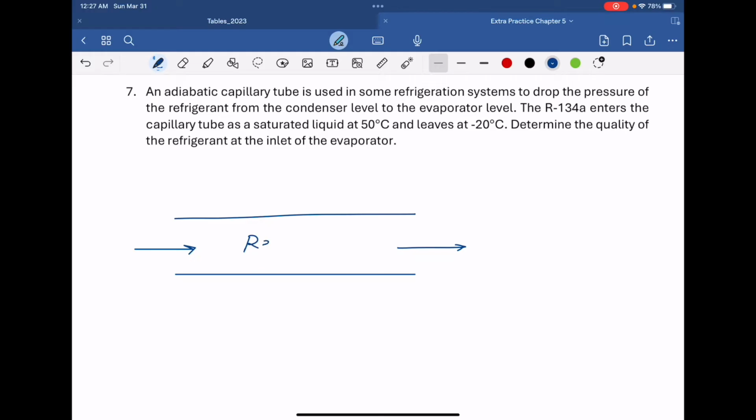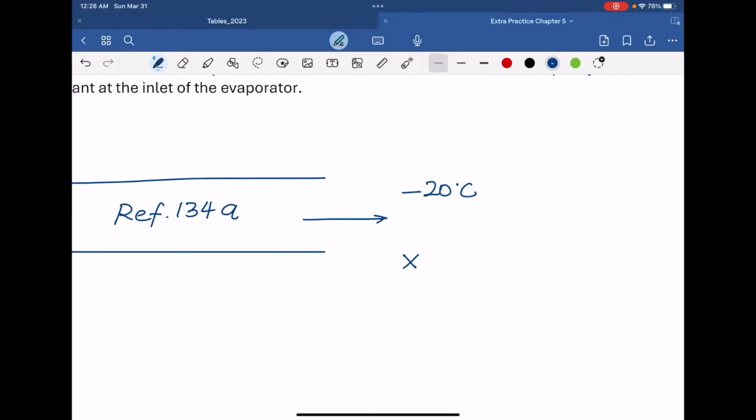Now we are dealing with a refrigerant. In this case our system is a refrigerant, and it enters as a saturated liquid at 50 degrees Celsius and exits at minus 20. So again, we remember, what does a capillary tube do? It restricts the flow and drops pressure, drops temperature. Now determine the quality at the inlet of the evaporator. Again, that meant the exit of the capillary tube.